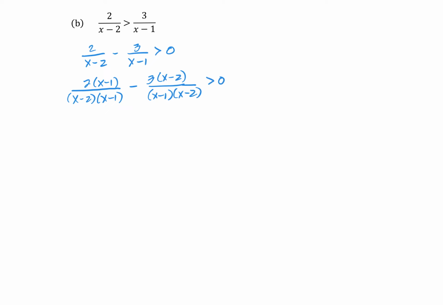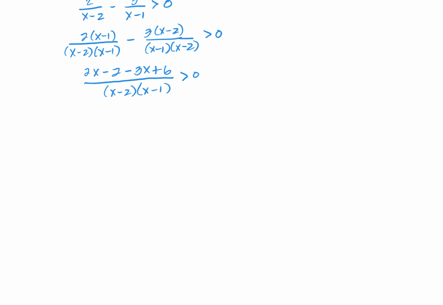And that's greater than 0. So don't cancel at this point. A lot of times students will look at that and go, hey, I can cancel the x minus 1 and the x minus 2. No, the point is to build them up so they have the same denominator. Don't cancel. Combine in the numerator. This is going to be 2x minus 2 minus 3x plus 6. Don't forget to distribute that negative over the common denominator, x minus 2, x minus 1, and that's strictly greater than 0.